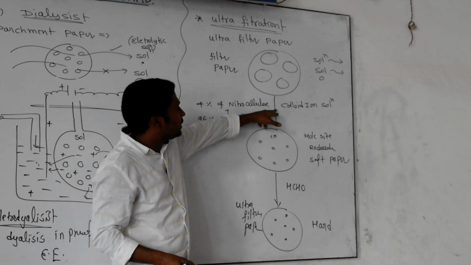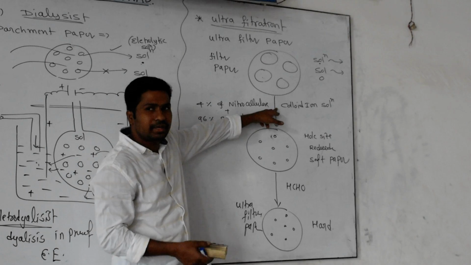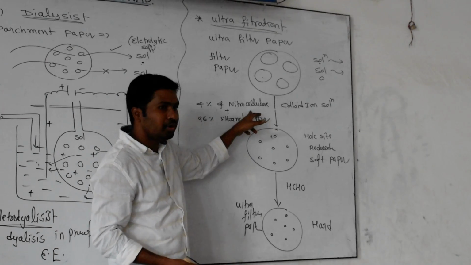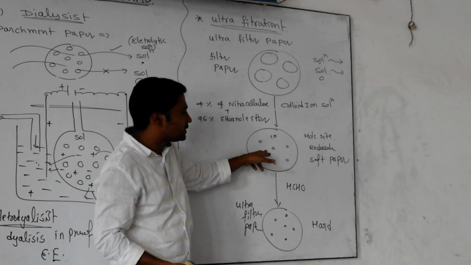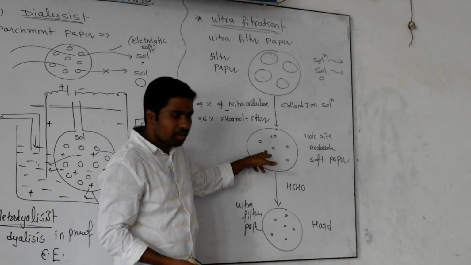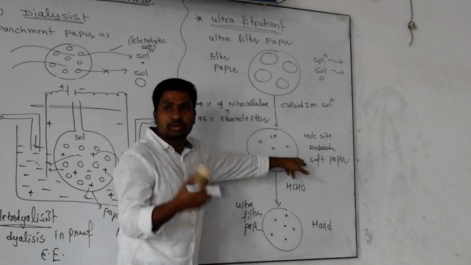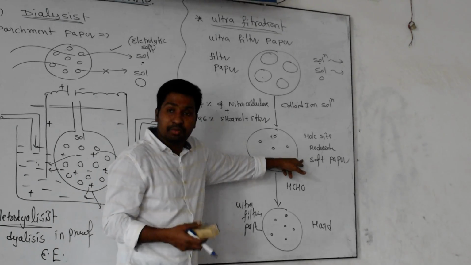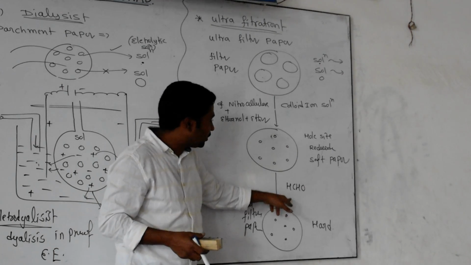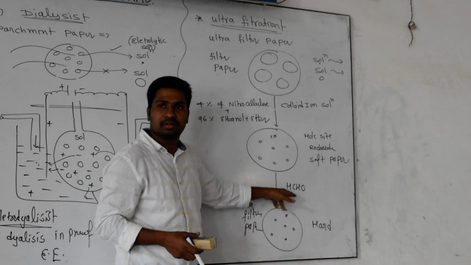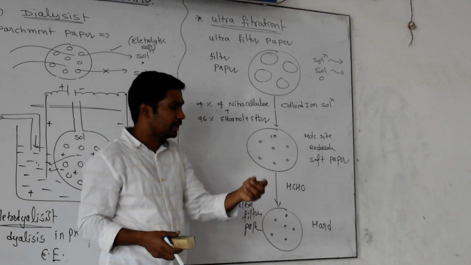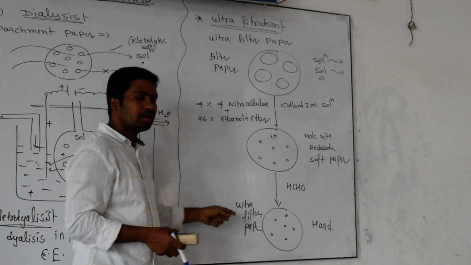In the preparation of the ultra filter paper, you know the process, but how this filter paper is manufactured is important. Colloid solution you know. After this, the hole size in the filter paper will be reduced, well and good, but it becomes very smooth and soft, and it is not used for filtration. I want to make it very hard paper. For that, we dip it in formaldehyde solution. Then we get a very hard filter paper with small holes. That is what we call ultra filter paper.